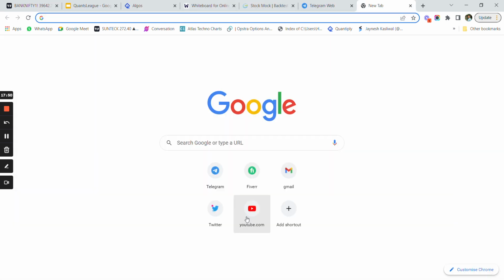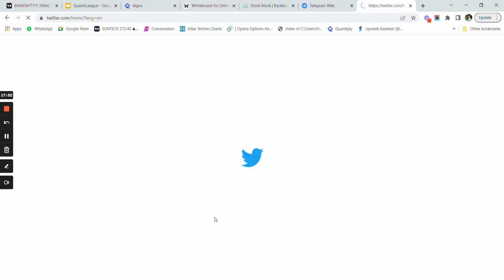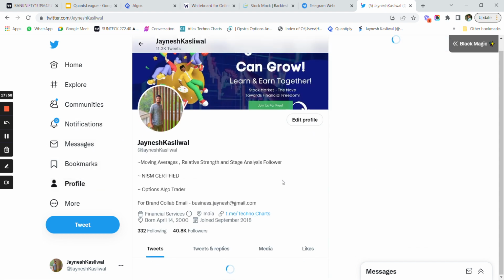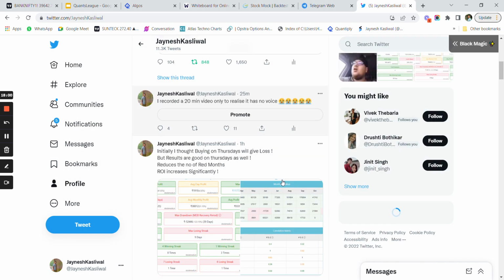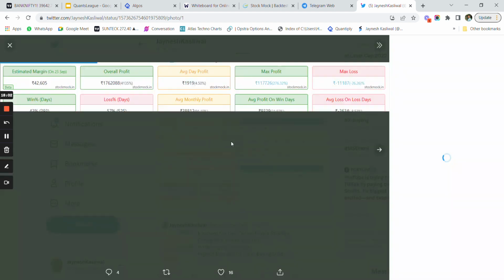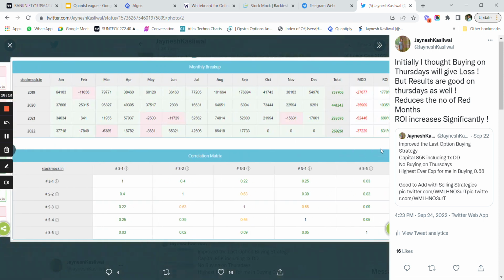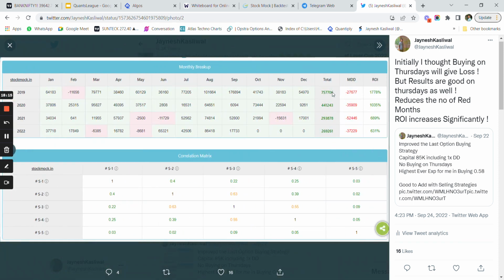So let's see some of the strategies that I've created so that you can clearly see that I have created some of the buying strategies as well, where the return percentage is around 4,000% return on a capital of 40,000. But we are assuming the capital to be 1 lakh, because we have to include the drawdown as well. And you can clearly see on a capital of 1 lakh, it has given me returns of 2 lakh, 3 lakh, 4 lakh as well, right?